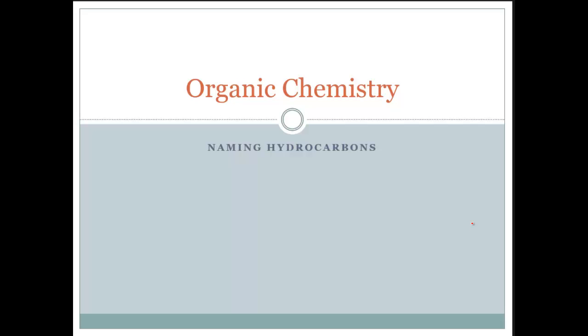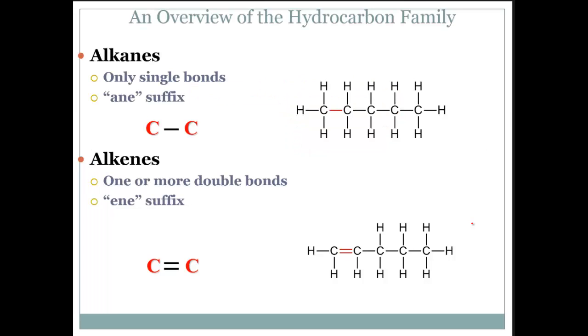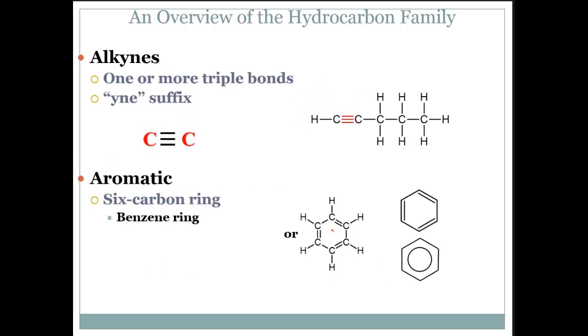In this tutorial, we will be discussing how to name hydrocarbons. Okay, let's talk about the different categories again. Alkanes only have single bonds around the carbon, while alkenes have a double bond. Alkynes have a triple bond, and aromatics is a 6-carbon benzene ring, where you have 6 carbons, and then every other one has a double bond.